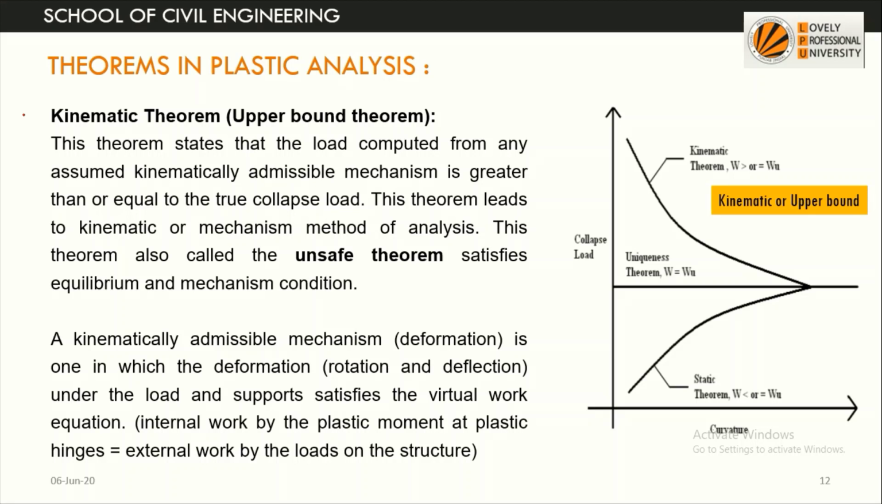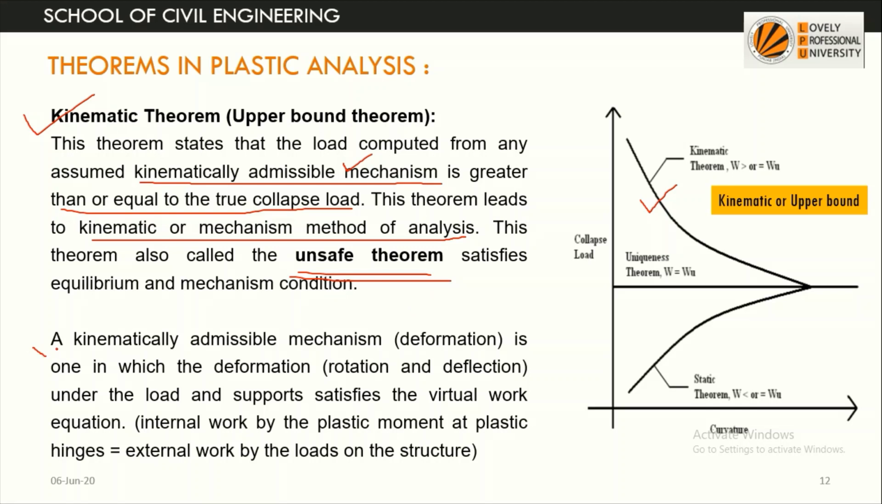Now the kinematic theorem. This theorem states that the load computed from any assumed kinematically admissible mechanism, that is, a mechanism that is already formed, is greater than or equal to the true collapse load. So when a mechanism is formed, it means that the load applied is greater than the collapse load. This theorem leads to the kinematic or mechanism method of analysis. The theorem is also called unsafe. When the static or lower bound was called the safe theorem, here it is called the unsafe theorem.